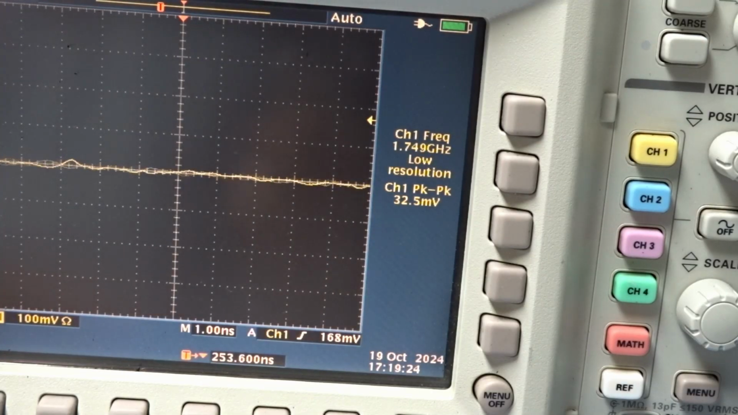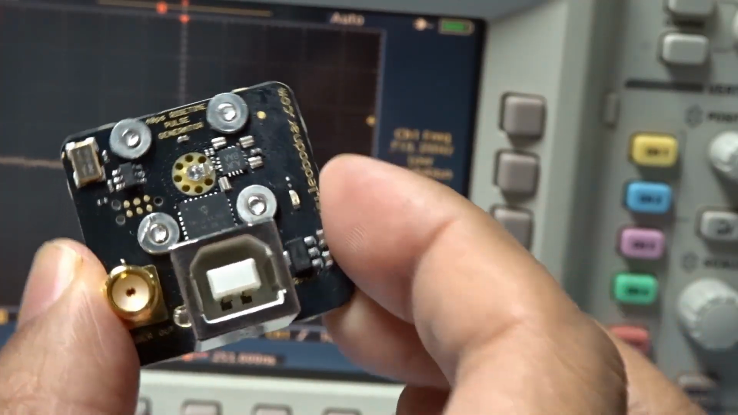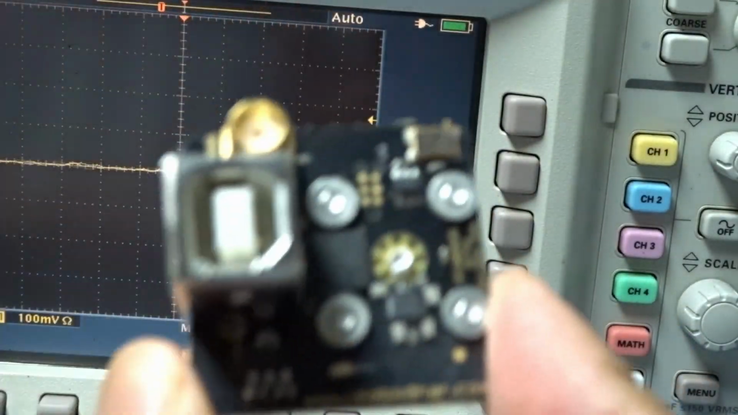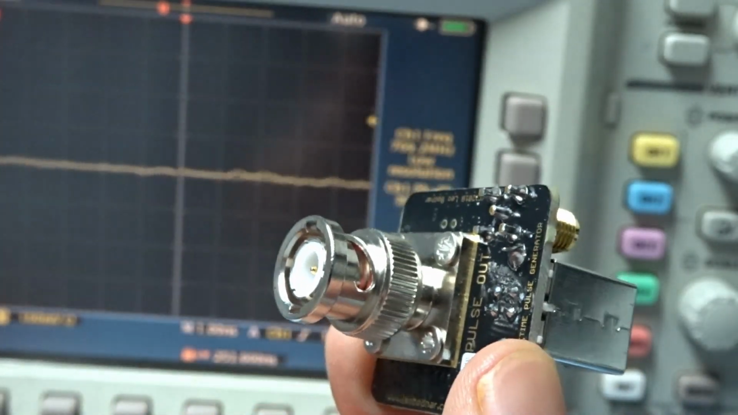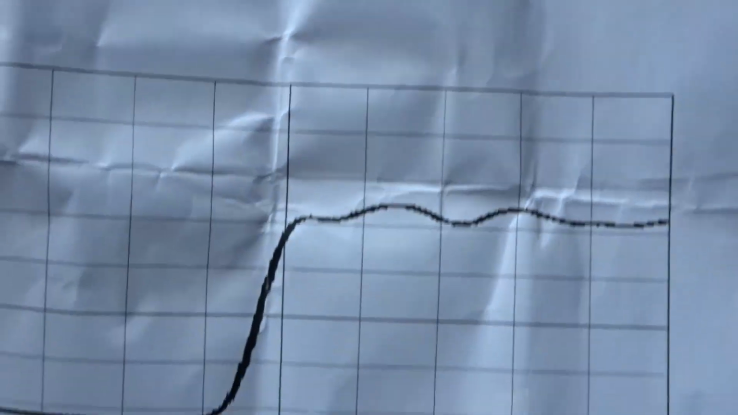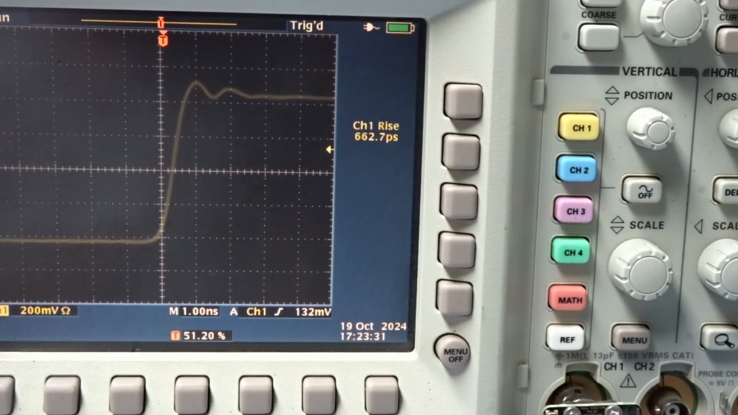Now let's use the indirect method to test the oscilloscope bandwidth. Here I got a very high speed rise time generator from Leo Bodnar. It can generate a signal with rise time less than 40 picoseconds, as shown in its test report, which is equivalent to a bandwidth of more than 8 GHz, actually 8.75 GHz.